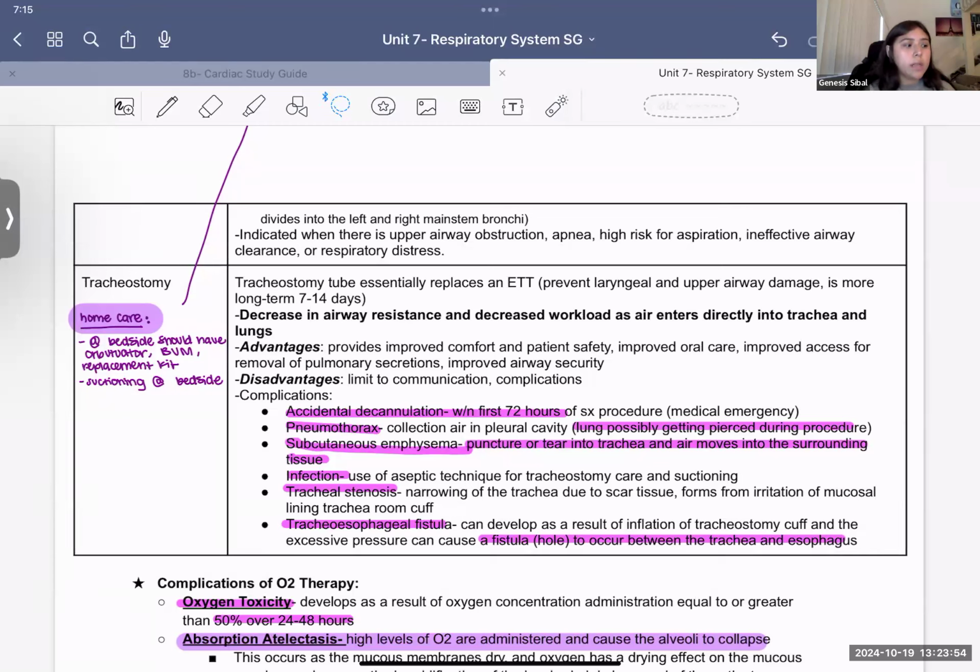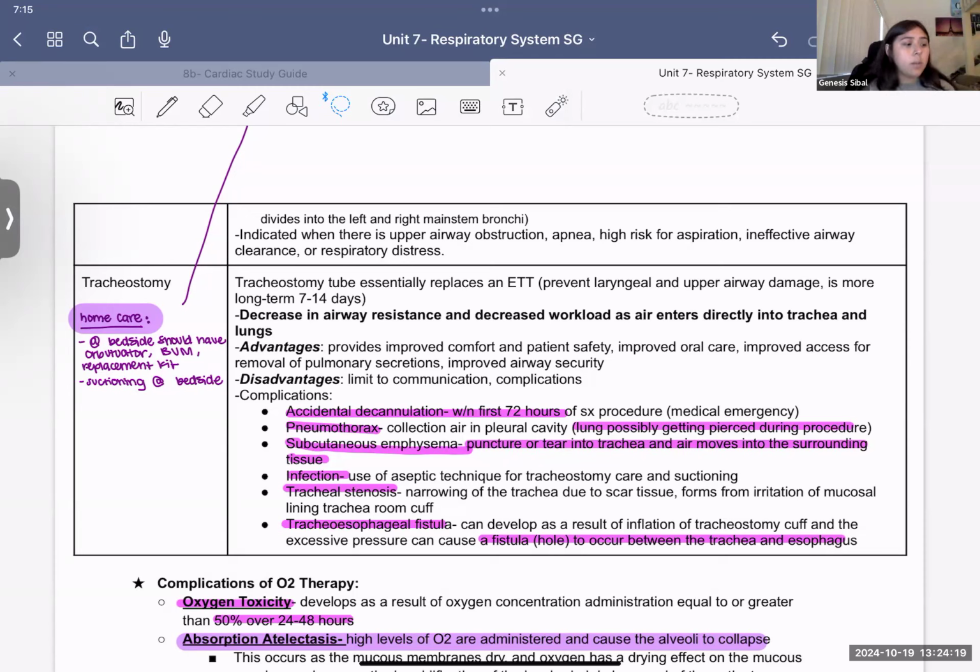Somebody who, let's say, needs longer-term ventilation, we're probably going to give them a tracheostomy rather than an ET tube, because an ET tube is more short term. The reason why is because, again, we're trying to prevent upper airway damage as well. There is a decrease in airway resistance and decreased workload as it literally just enters the trachea automatically, whereas with an ET tube, you're having to travel that whole entire way.